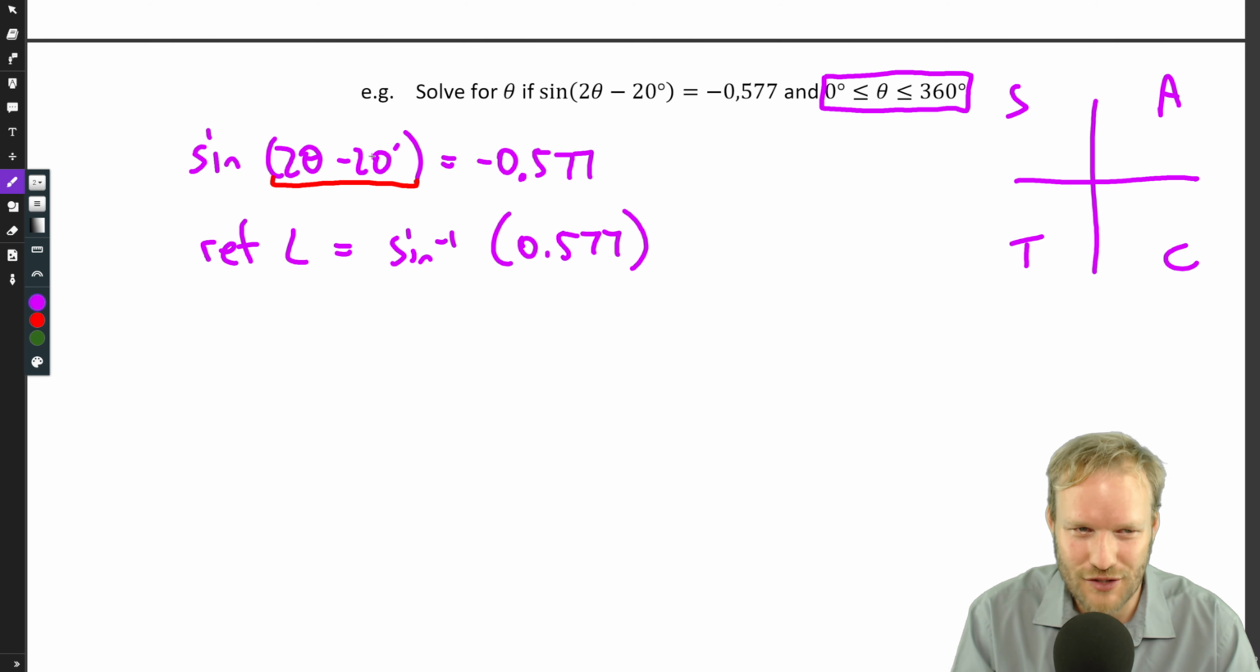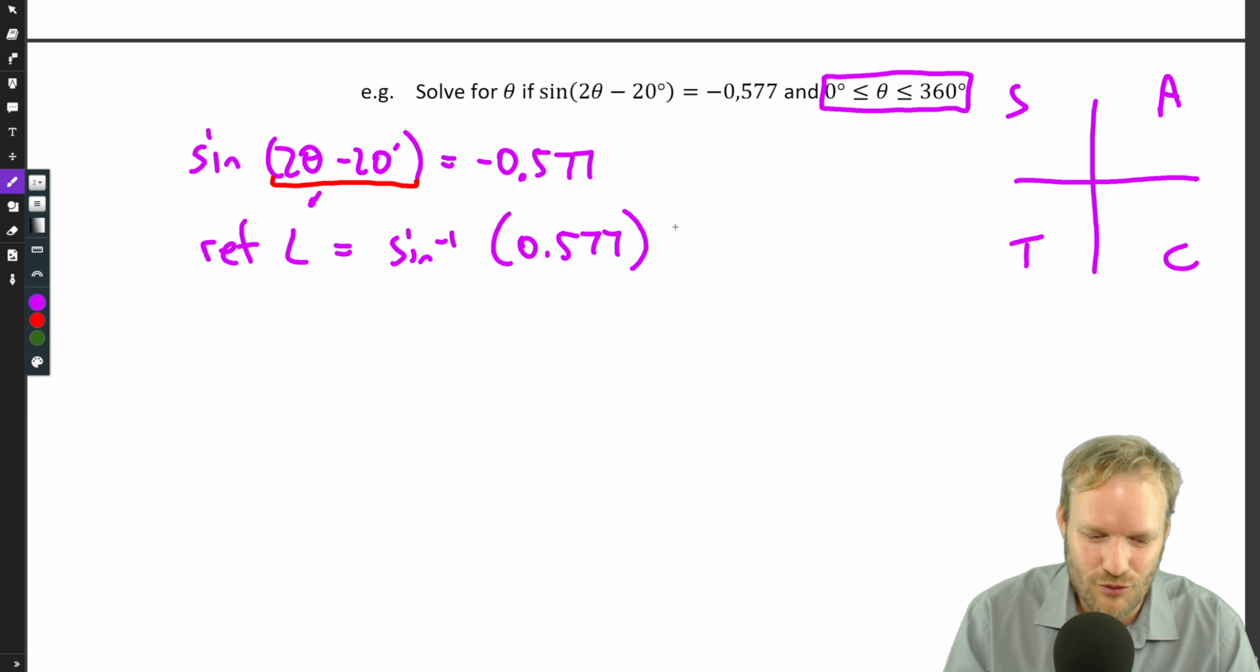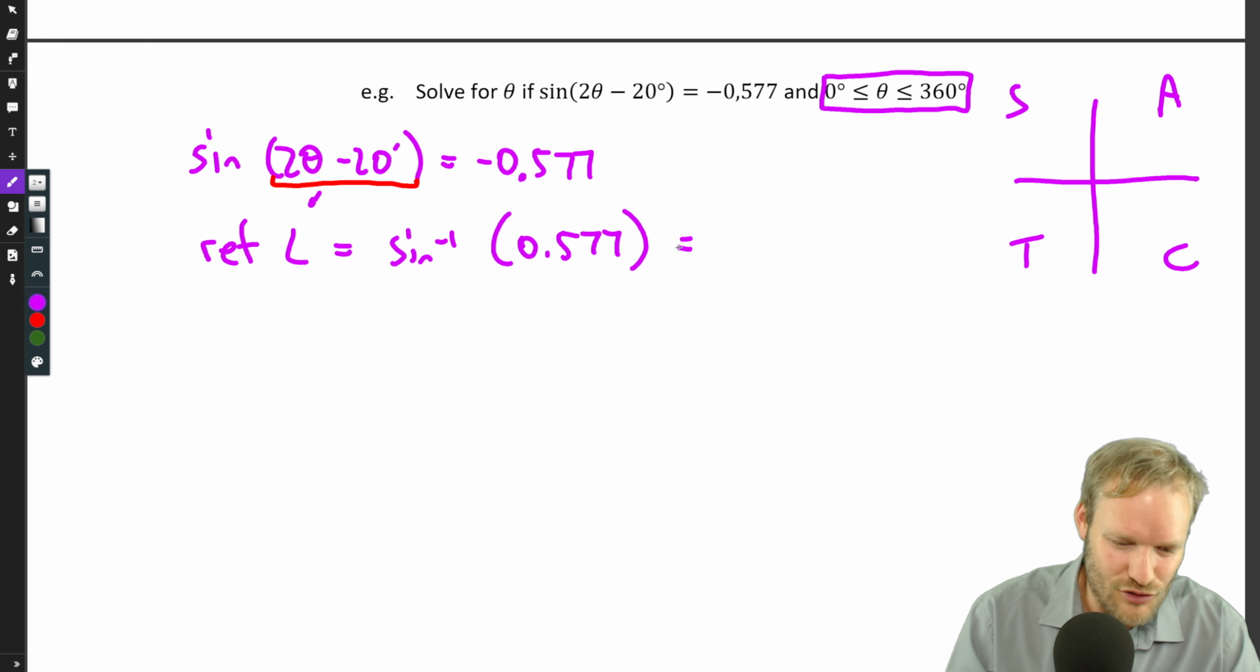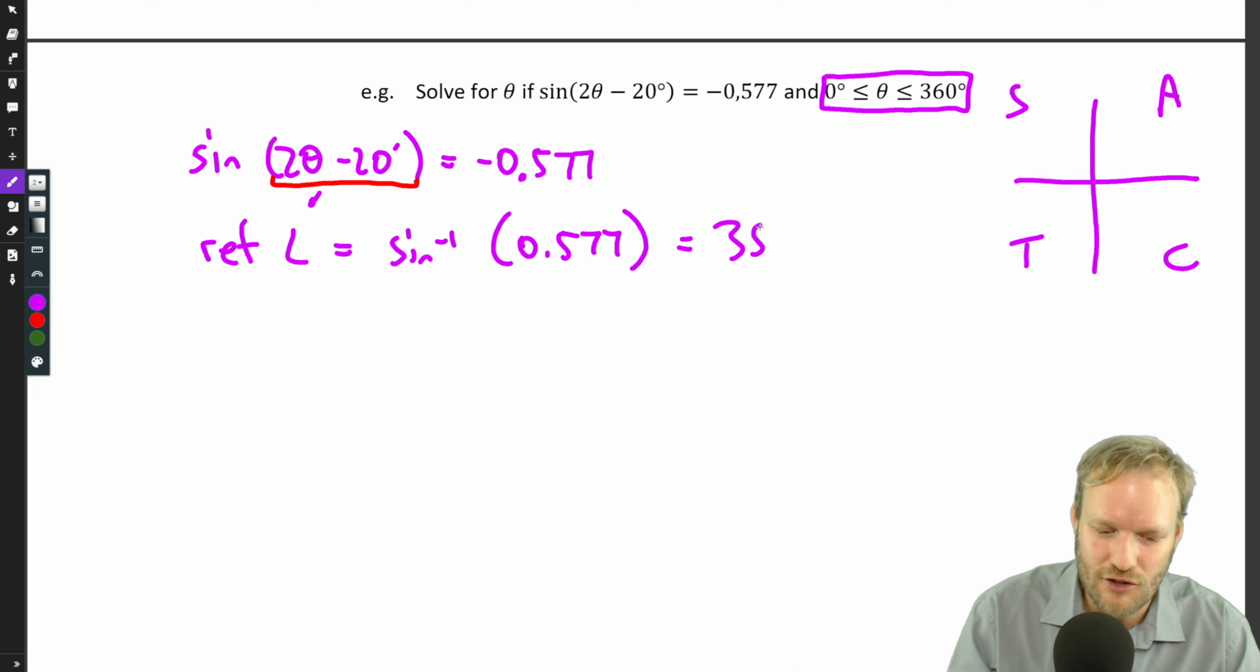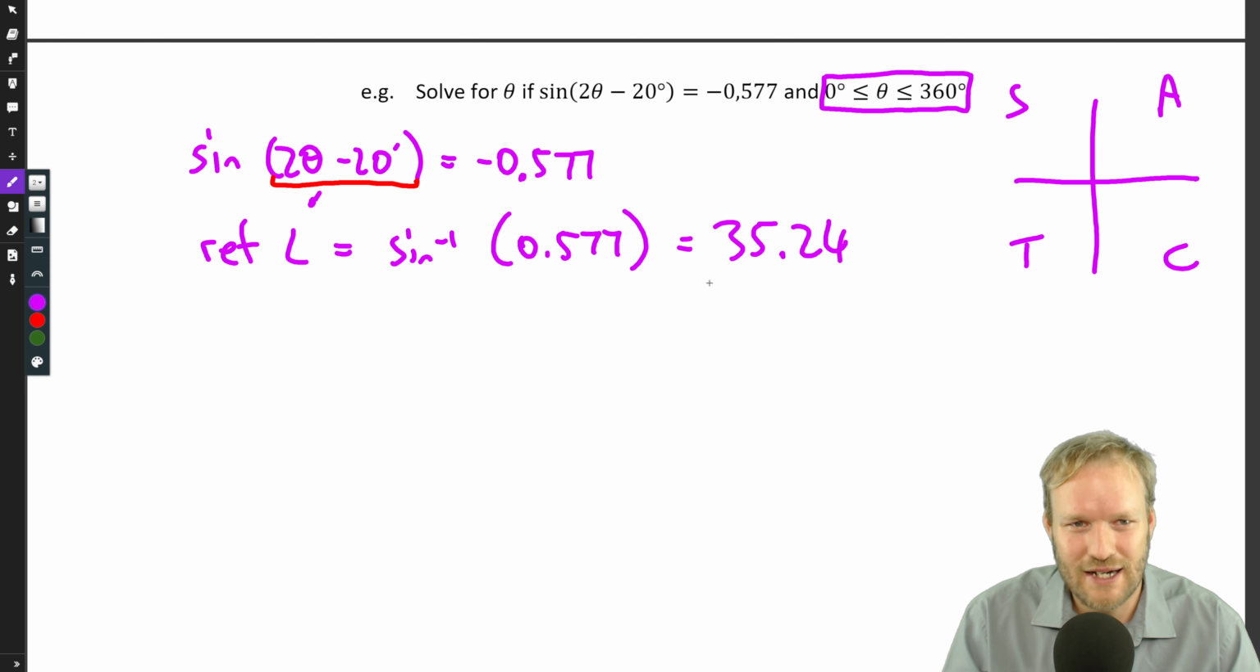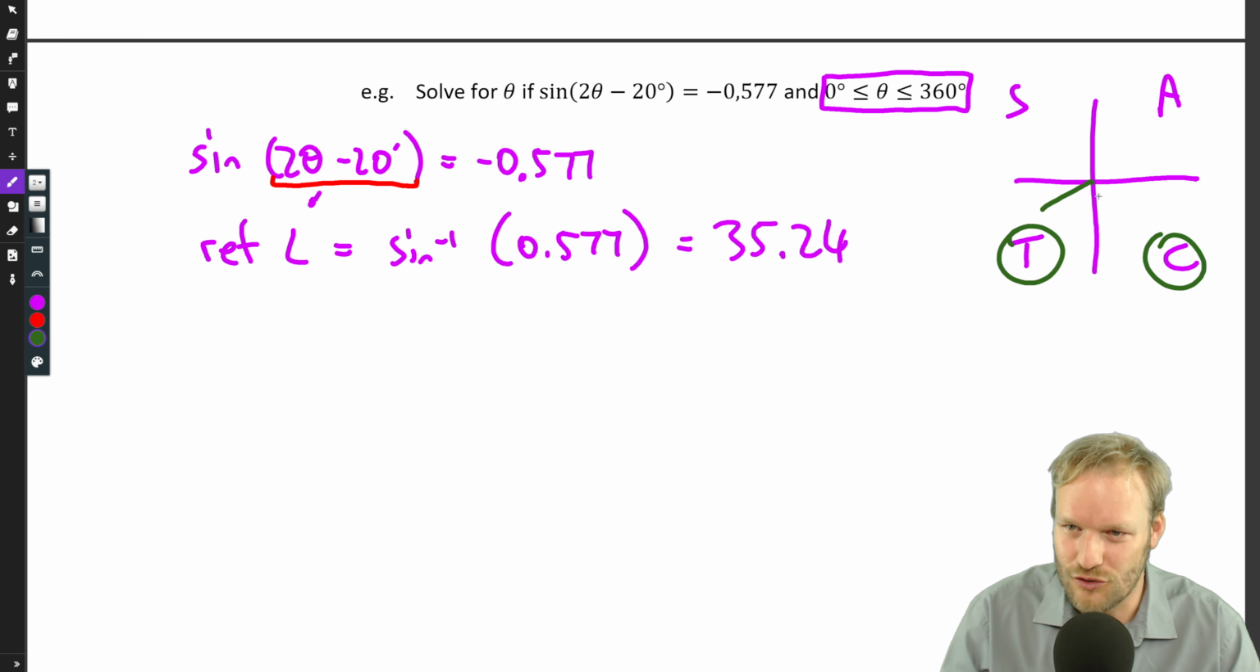So notice a few things here. I'm not jumping to 2 theta minus 20 yet. I'm just going to call that our reference angle for now. And I'm using the positive version of this number we were given. So we punch that into the calculator and we get 35,24. Now we're told that sine is negative, right? Sine of something is negative. So therefore, we must be in one of these two quadrants. So therefore, we're either at 180 plus or we're at 360 minus our reference angle.